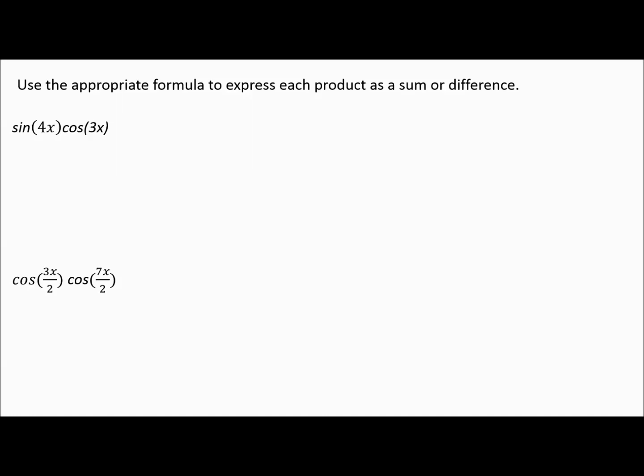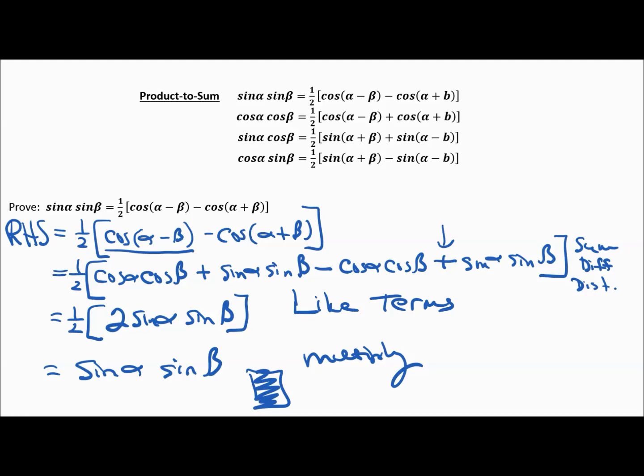Now use the appropriate formula to express each product as a sum or a difference. So here I go. I have a product because I'm multiplying the sine of 4x times the cosine of 3x, and they want us to write this as a sum or a difference. So I need the formula. You will have these formulas available to you on the test, the back page of the formula sheet that I've given you. And I want to make sure I grab the right formula.